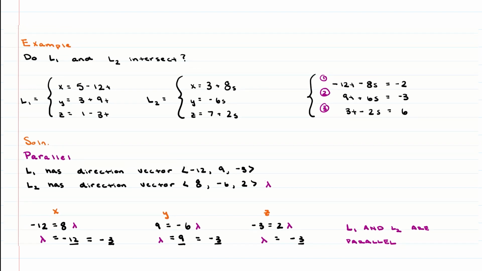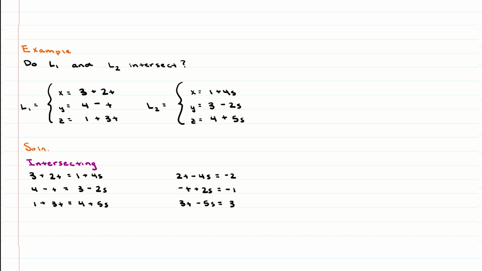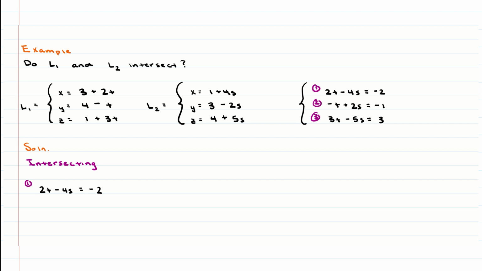Now let's take a look at one more example. So we've got two new lines and we're being asked, do they intersect? And to test for intersection, we'll set the x's, y's, and z's in L1 and L2 equal to one another. Then we'll get the s's and t's on the same side of the equal sign. And at this point, this will become our system of equations. And now we'll solve this system of equations starting with the first equation.